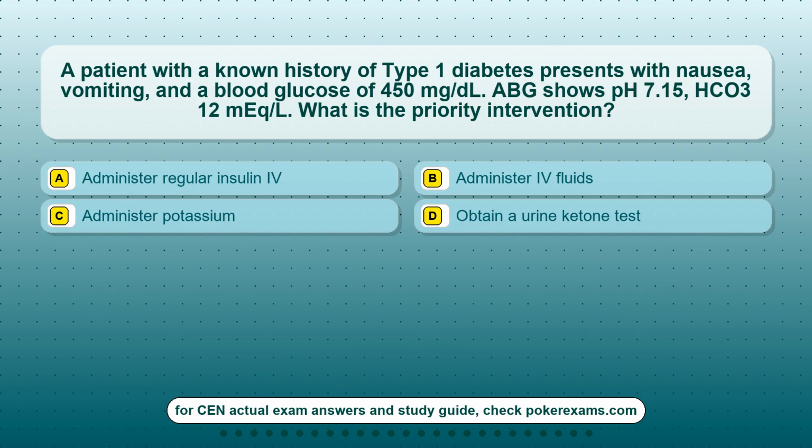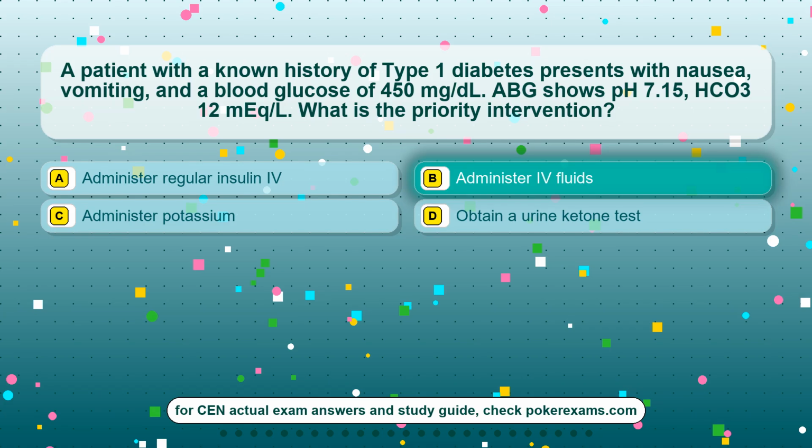Question 16. A patient with a known history of type 1 diabetes presents with nausea, vomiting, and a blood glucose of 450 mg/dL. ABG shows pH 7.15, HCO3 12 mEq/L. What is the priority intervention? Option A, administer regular insulin IV. Option B, administer IV fluids. Option C, administer potassium. Option D, obtain a urine ketone test.